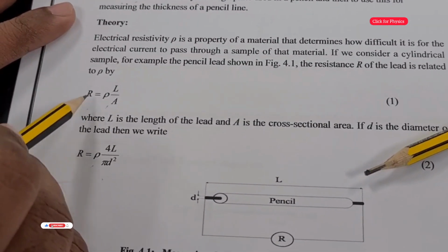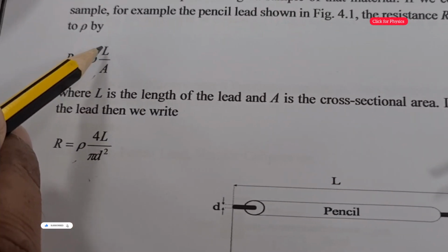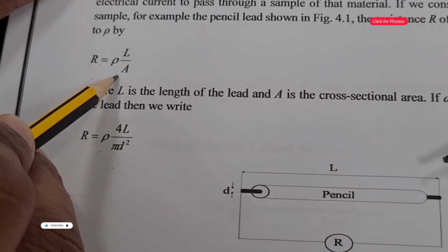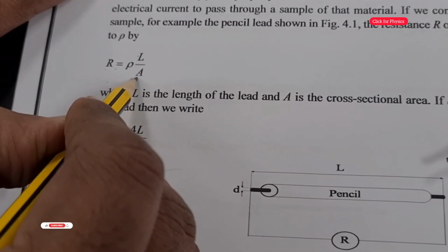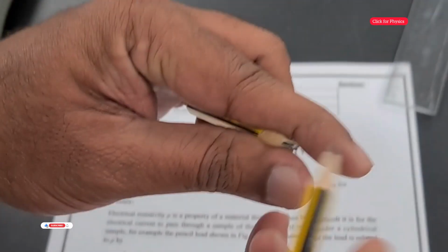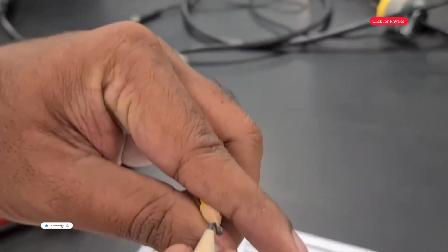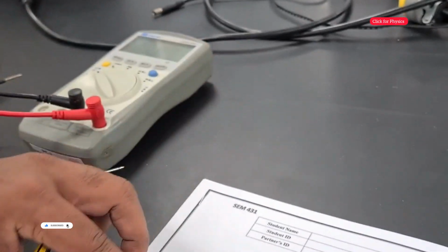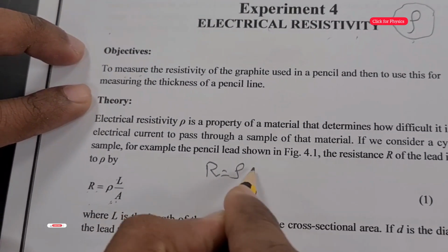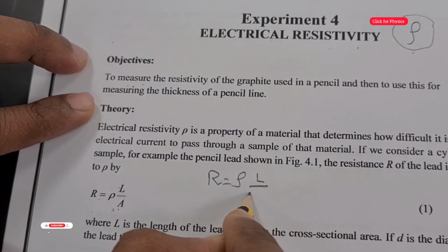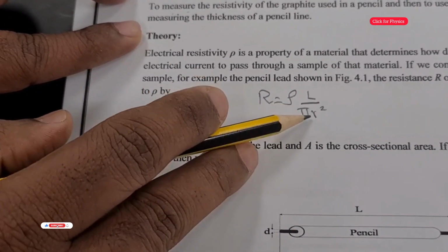What is this equation? Resistance R is equal to rho multiplied by L over area. The area is given by the formula pi r squared, since the cross section of this pencil lead is circular in shape. So what is the area of the circle? It is nothing but pi r squared. If you rewrite this equation, what you will get? R equals rho L over pi r squared.